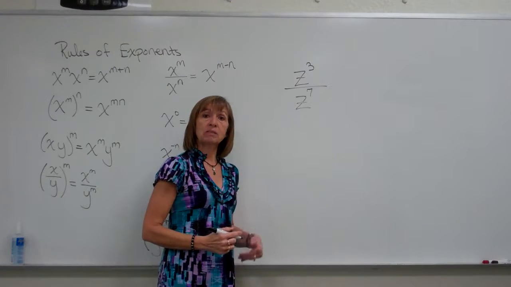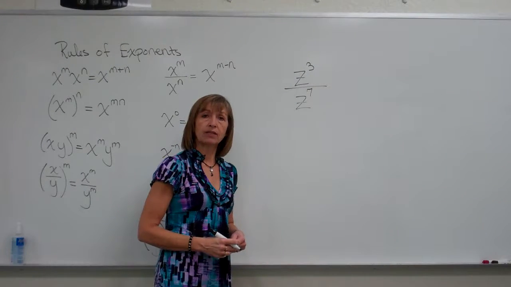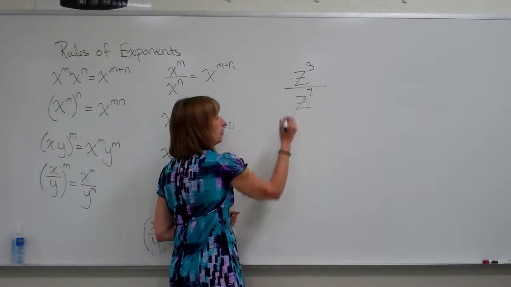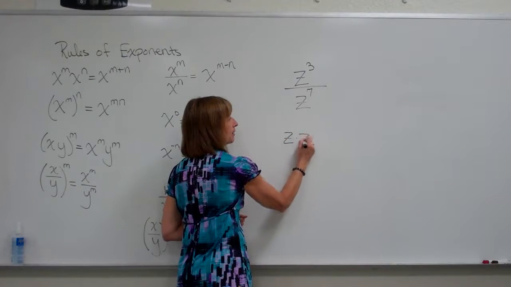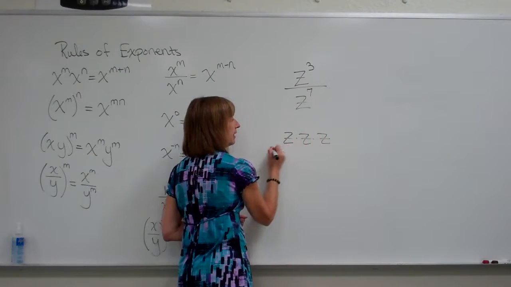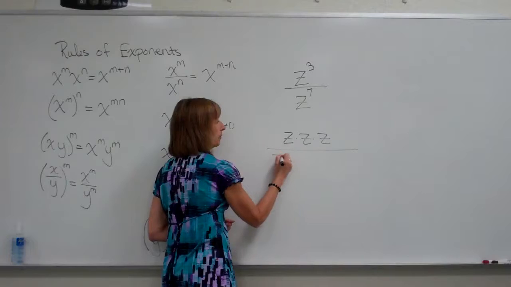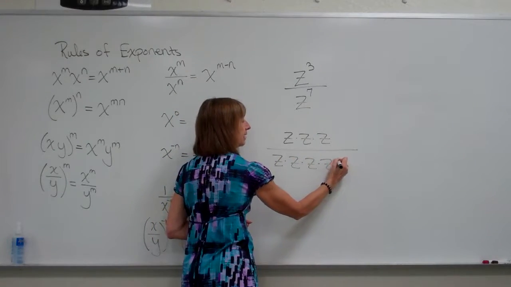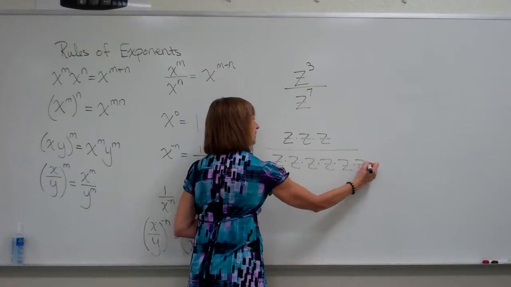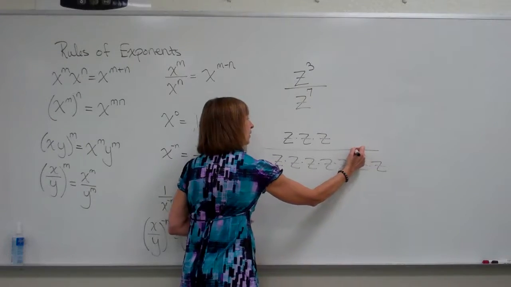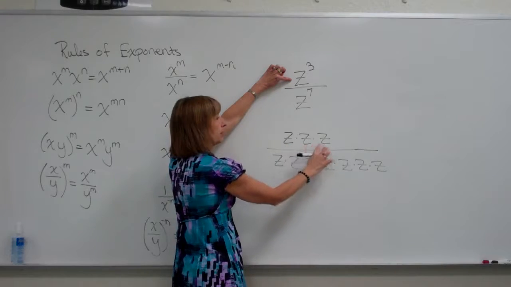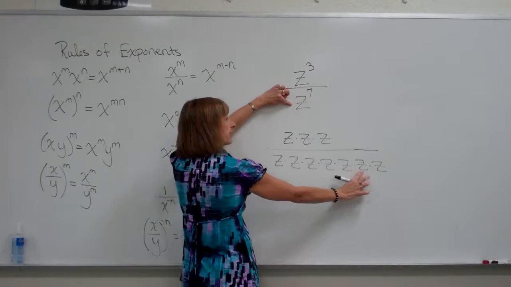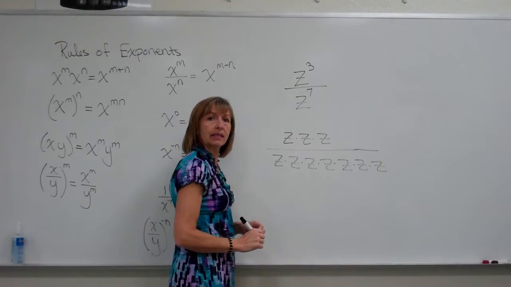If we again expand this without exponents and use our simplification rules that we've already learned about, the numerator would be z times z times z, and our denominator would be z times z times z times z times z times z times z. So we have our z to the third, 1, 2, 3 factors of z, over z to the seventh, 1, 2, 3, 4, 5, 6, 7 factors of z.